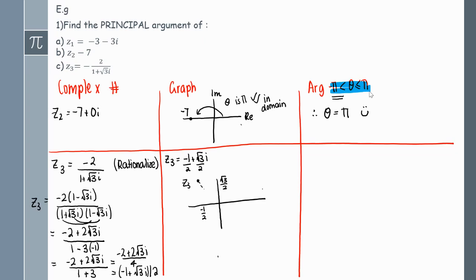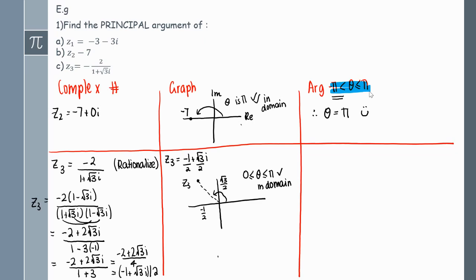Here's Z3. Okay, first step, always look: do you have to go around clockwise to get to your Z3, or do you go around anti-clockwise to get to your Z3? If I go clockwise up and around, I know that this theta is definitely less than pi, and it's definitely greater than minus pi. So it is within my domain.